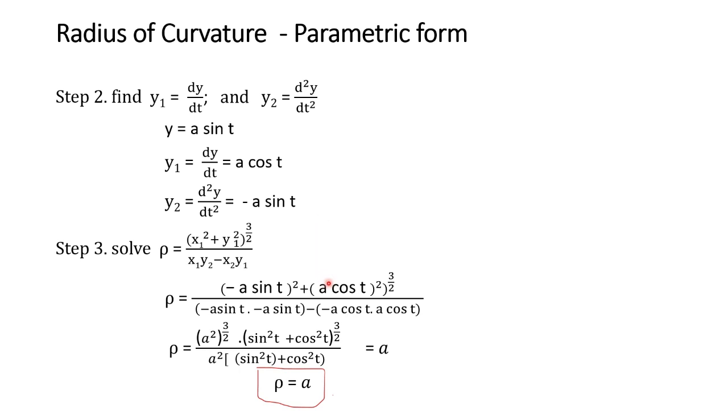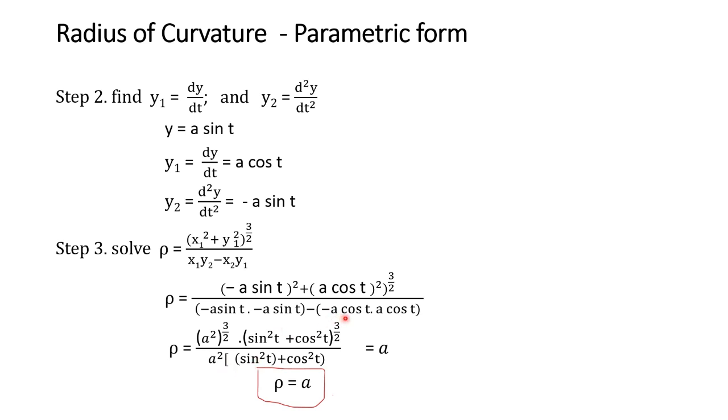Sine square t plus cos square t whole to the power 3 by 2. This becomes 1 as sine square t plus cos square t is 1. In denominator, minus a sine t times minus a sine t is a square sine square t, minus of minus is plus, a cos t times a cos t is a square cos square t, taking a square common out, sin square t plus cos square t becomes 1, simplifying, we get rho is equal to a.